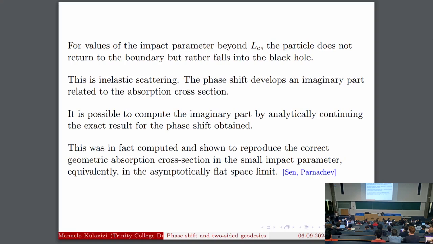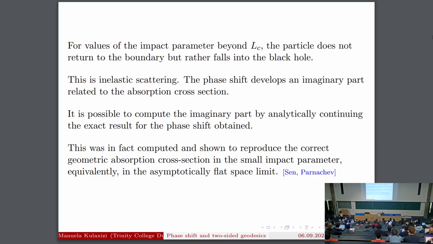In some sense, this is inelastic scattering. So the phase shift acquires an imaginary part. You can compute it. There is an absorption cross-section that you can compute, and that was actually done. And the result was shown to reproduce the correct geometric absorption cross-section. I had another slide, but there's no time.